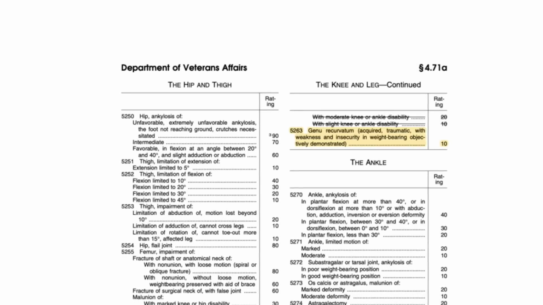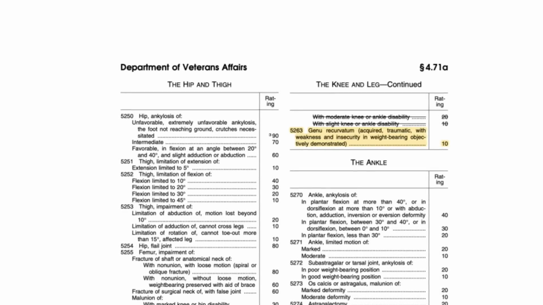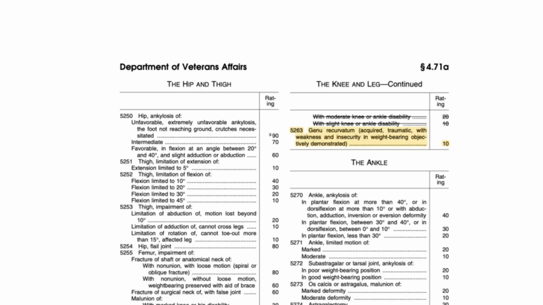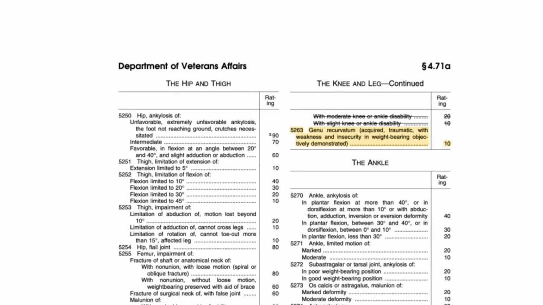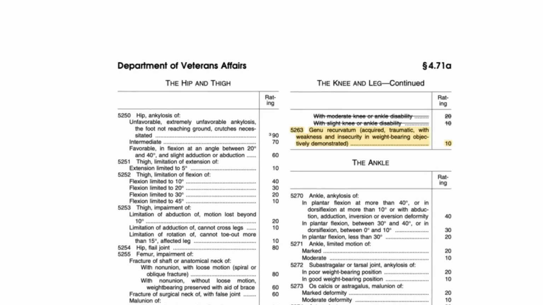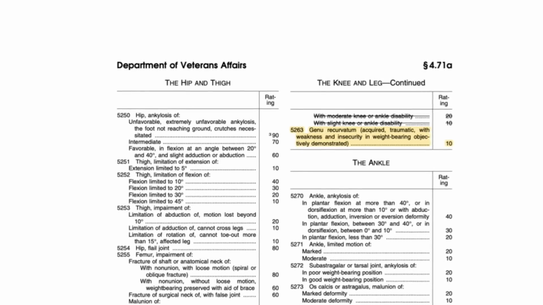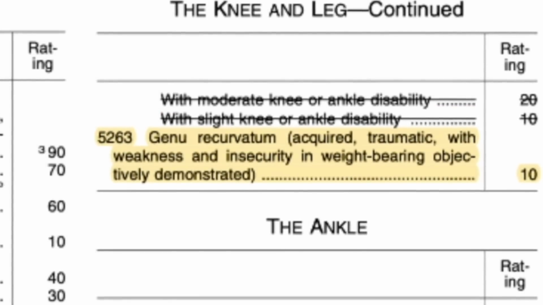They just changed in February 2021 how they rate some of the knee conditions. So we're going to look at the old document first. There's that genu recurvatum that I was talking about. So you can get 10% for that if basically your knee hyperextends.